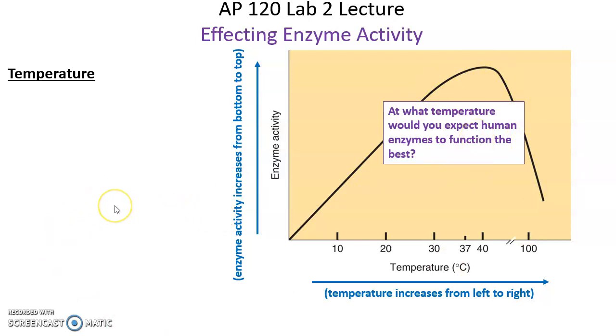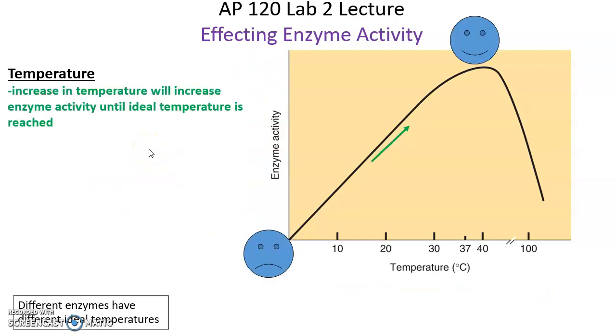Here's a random question. At what temperature would you expect human enzymes to function the best? Well, it would be body temperature, of course. As we can see here, body temperature is about 37 degrees Celsius. So human enzymes function best at 37 degrees Celsius. If you're lower than that, the enzyme is less active. If it's higher than that, the enzyme is less active.